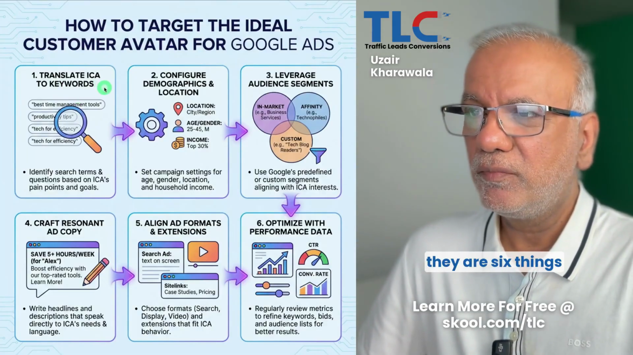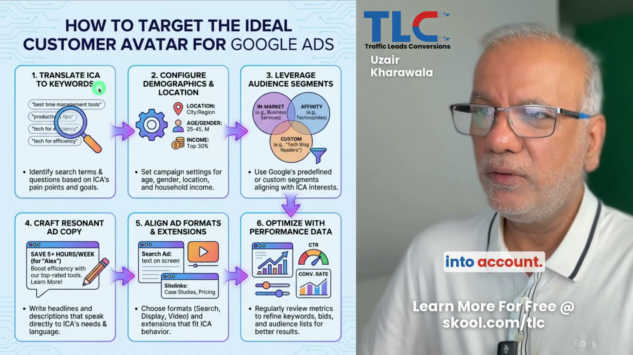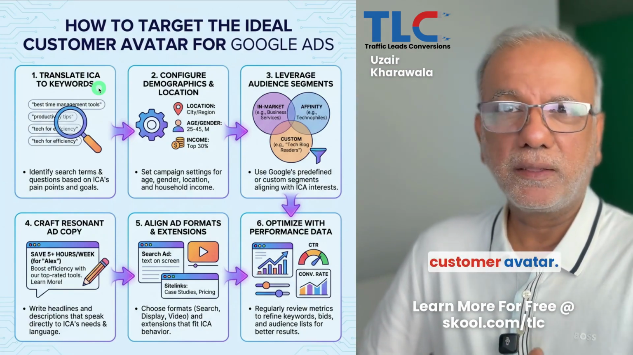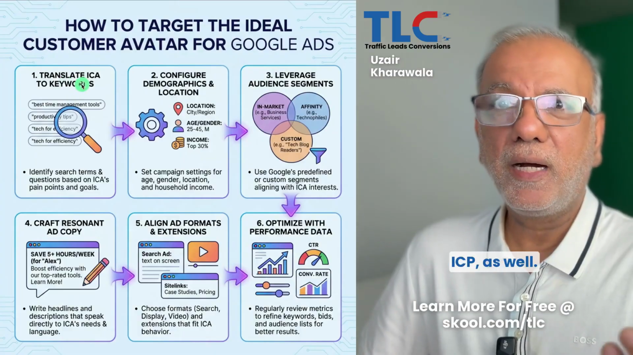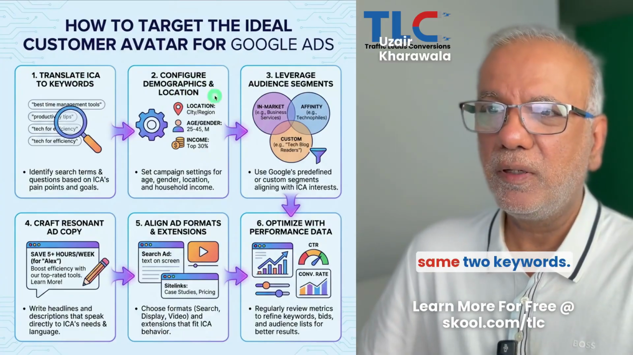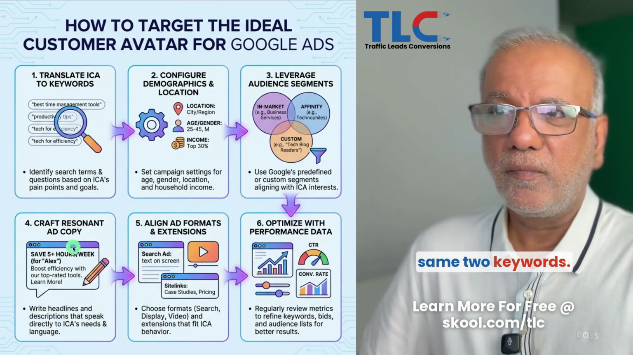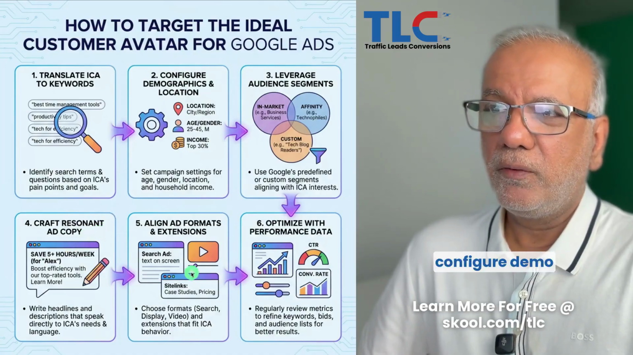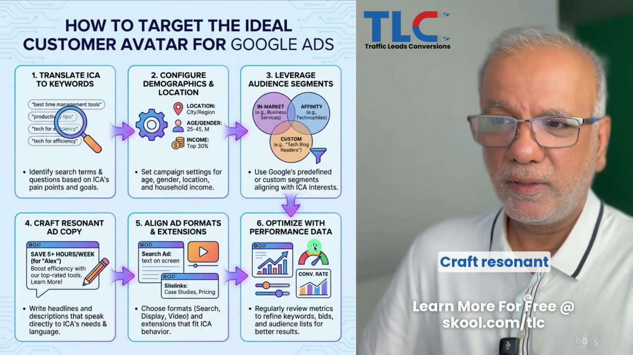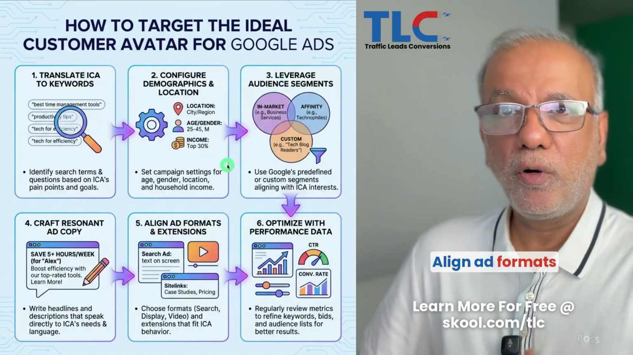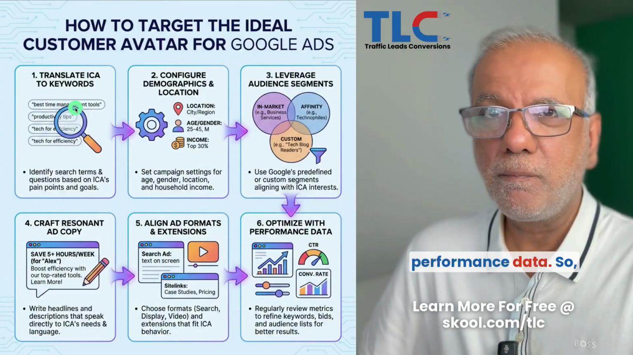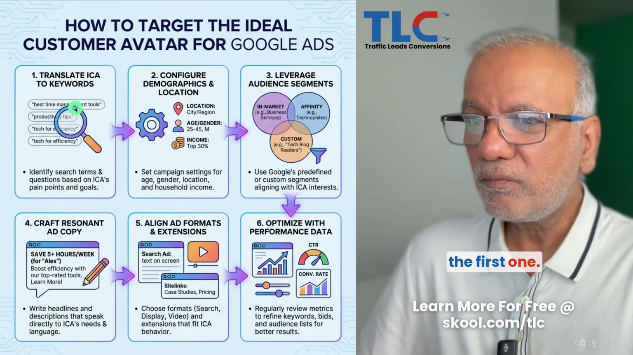So, there are 6 things which you need to take into account. The first one is to translate your ICA, which is the ideal customer avatar. Some people call it ICP as well, ideal customer profile. Both of them are the same, two keywords. Second, configure demo and location, leverage audience segments, craft resonant ad copy, align ad formats and extensions. And the last one is to optimize with performance data. So let's start with the first one.